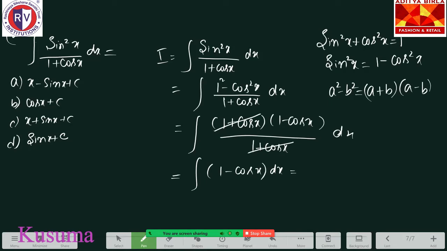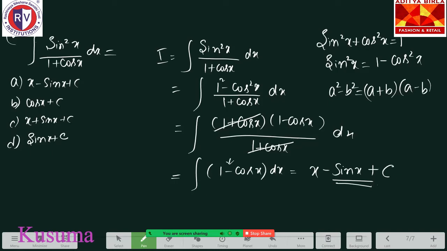So this is quite simple and we can integrate directly. The integration of 1 dx is x, and the integration of cos x is sin x. There is a minus in here, so we will have minus sin x plus the integration constant c. Option A, not option C. See here, the integration of cos x is plus sin x, but here we have minus cos x.